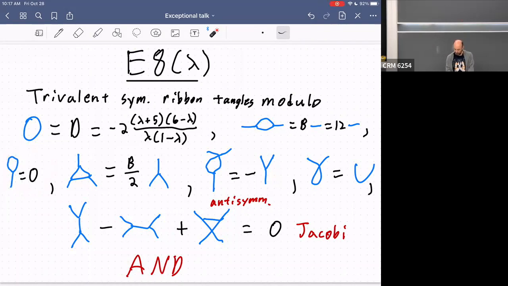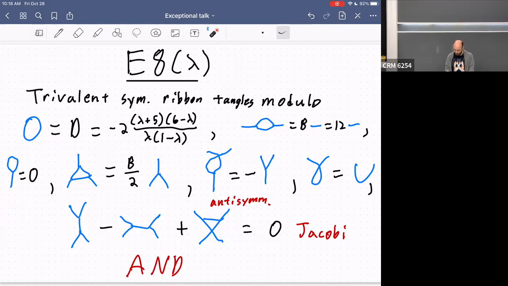Where do these things come from? This relation comes from the fact that G was supposed to be simple as a representation of G. So if G is simple, then by Schur's lemma, there should only be one map from G to G. So the bigon should be some multiple of the scalar. This is a map from G to the trivial, which since G is simple and the trivial is simple and they're different from each other, there are no such things. So that should be 0.